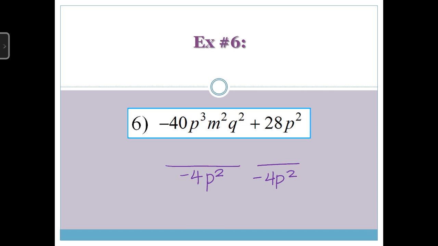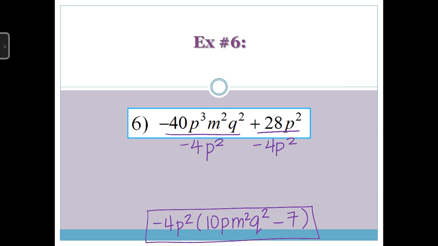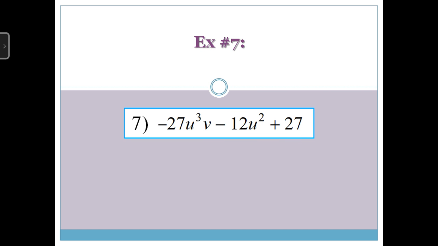Okay, so you should have divided by negative 4p squared because the p squared is the only thing they have in common. And then the negative 4p squared, your GCF, comes out front. Negative 40 divided by negative 4 is 10. You have 1p left over, and the m squared q squared just comes straight down. And then positive 28 divided by negative 4 is a negative 7.